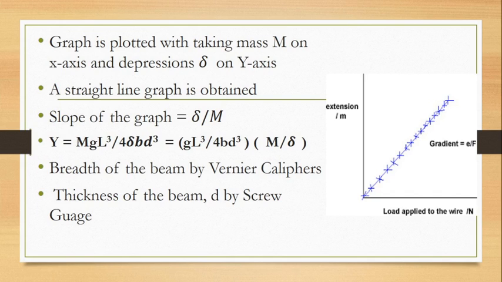See, g we know, the acceleration due to gravity, isn't it? Now, we are placing the knife edges at a known distance. So, the length capital L is known to us. 4 is a constant. B is the breadth of the beam, which we can calculate with the help of vernier calipers. And D, thickness of the beam, can be measured with the help of screw gauge. So all other factors are available, and delta by m is available from our graph. So all these values can be substituted and the Young's modulus can be calculated.